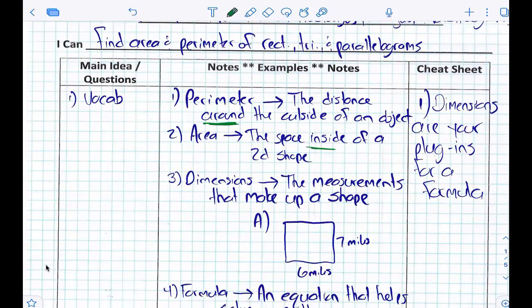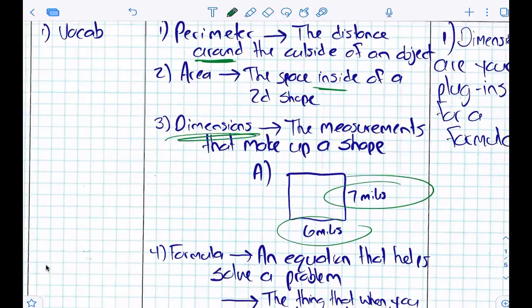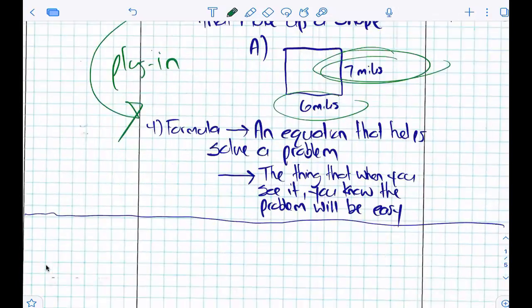Okay, cool. Dimensions. The numbers that help you figure out the size of a shape, like the area or the perimeter, are the dimensions, okay? Say dimensions. We use our dimensions to plug in to formulas, right? So dimensions are plugged into formulas. Everyone say plug in. Plug in. Okay, good. I love it. So plug in the dimensions to help you with the formula.